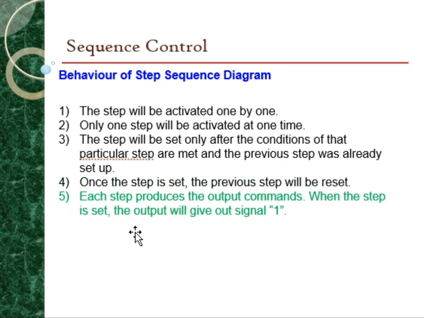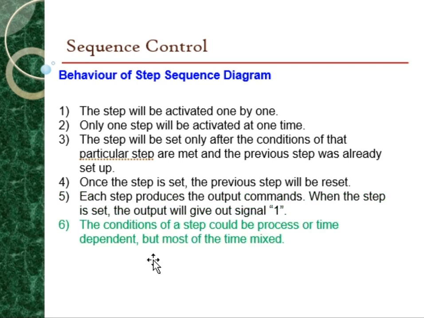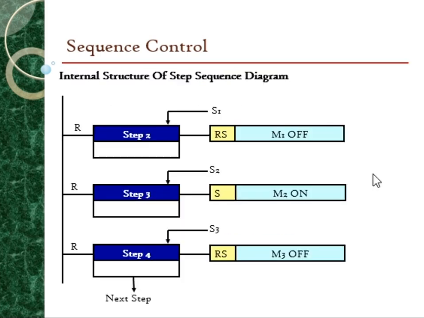Each step produces the output commands. When the step is set, the output will give out signal 1. The conditions of a step could be process or time dependent, but most of the time are mixed. Okay, it either can be process or timer, or it can be both process and timer. Depends on your application. So this is the internal structure of a step sequence diagram.